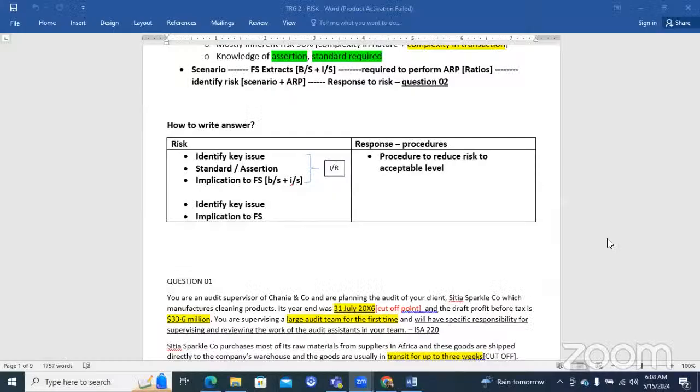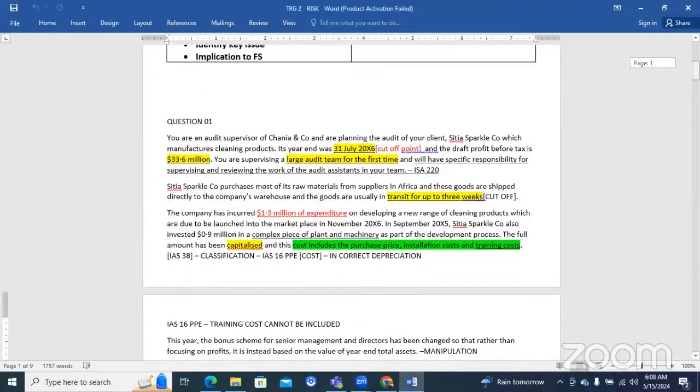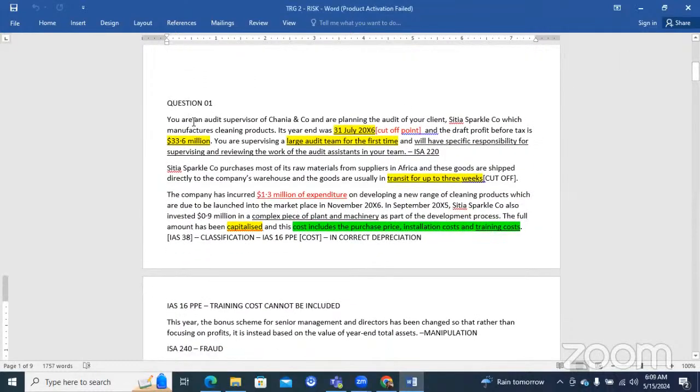Okay. Now, students, let's take this case study. See here, question number 1. Keep one thing in your mind. As I said, 90% of your problems are inherent risk.